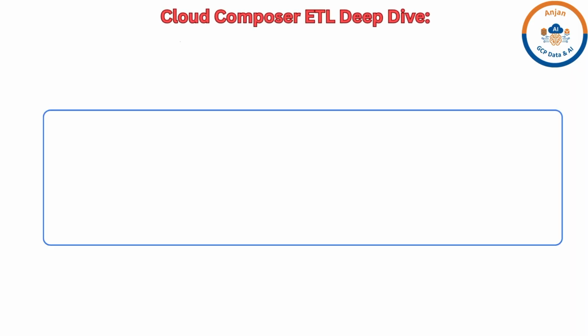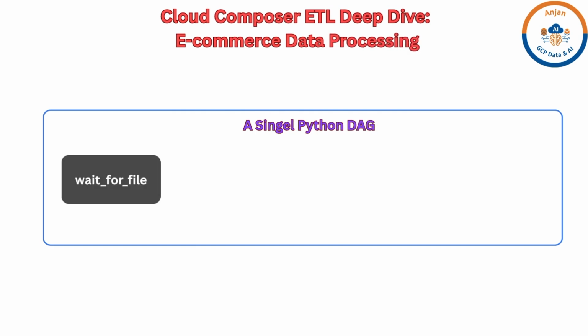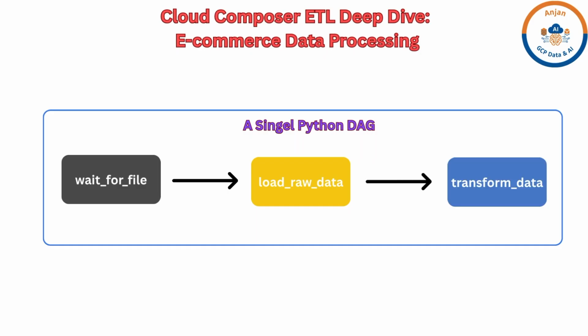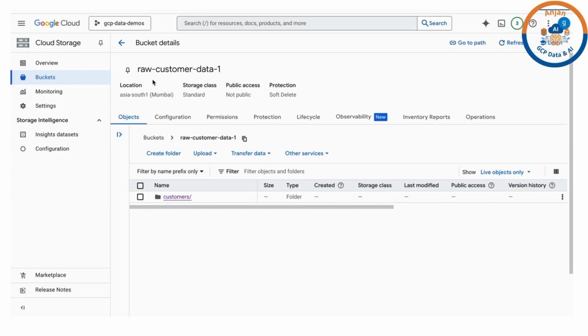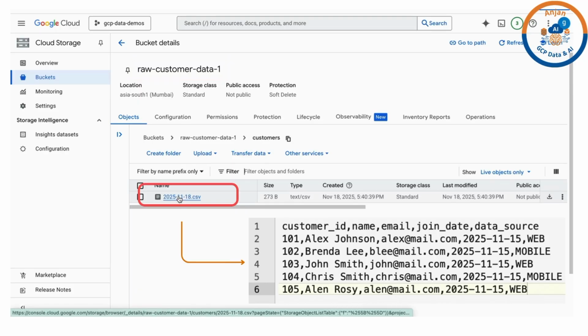Our pipeline has three strict steps, all defined within a single Python DAG. First one, wait for the file. Second step, load the file to BigQuery. The final one, run a final SQL transformation. We have created this GCS bucket for our demo and placed the input data. Let's look at the data. Our raw input is a CSV file saved in a Cloud Storage bucket.